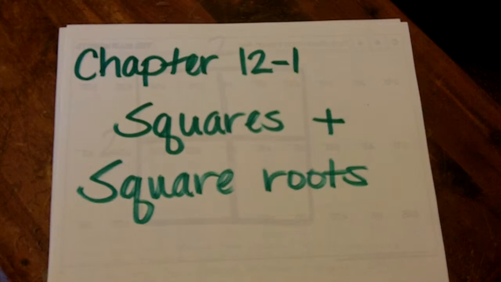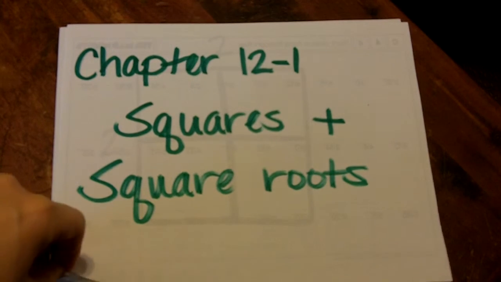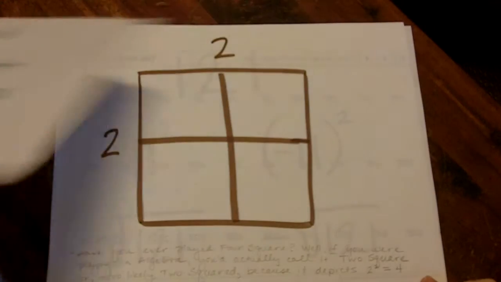Okay, chapter 12:1 is about squares and square roots. It's probably pretty familiar stuff to you, but we will talk about some of the details for it.